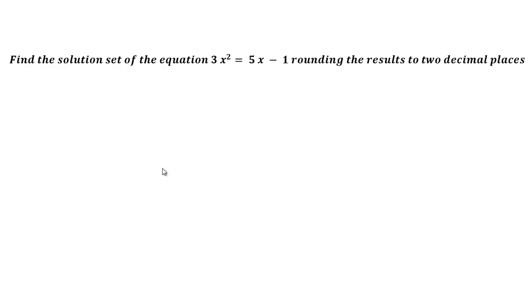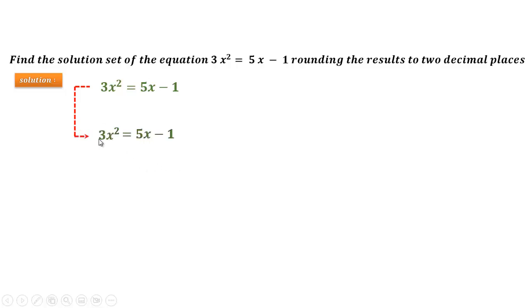Today we're going to explain solving an equation of second degree. If I have this question, find the solution set of 3x squared equal 5x minus 1, rounding the result to two decimals, please. First I have to distribute my equation here. I have 3x squared in the left hand side and on the right hand side I have 5x minus 1.